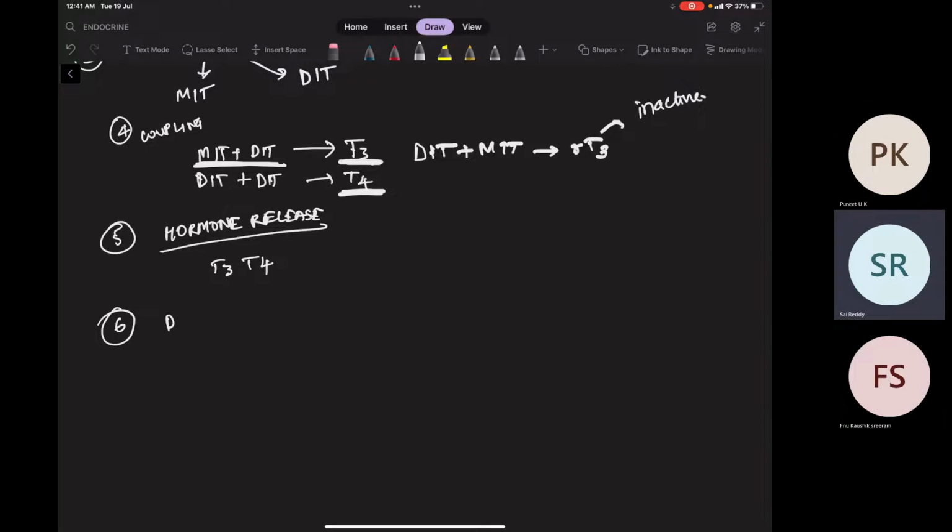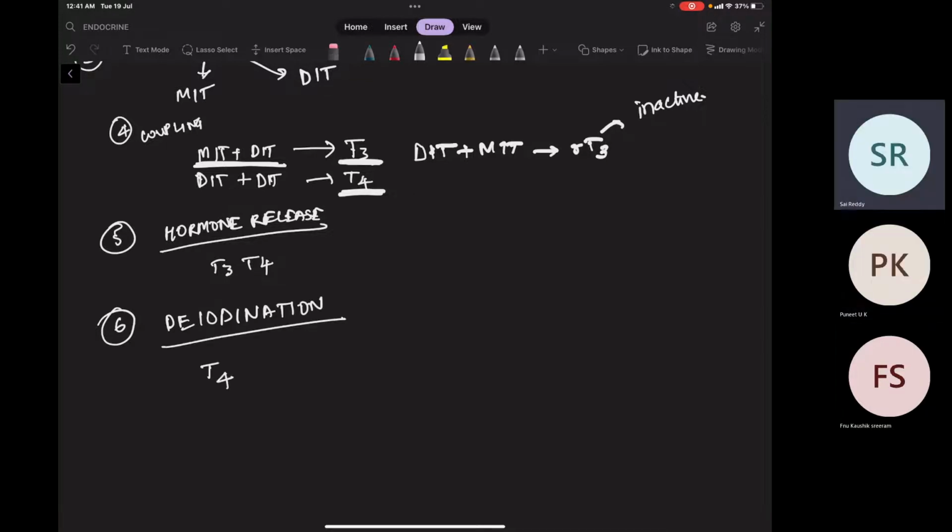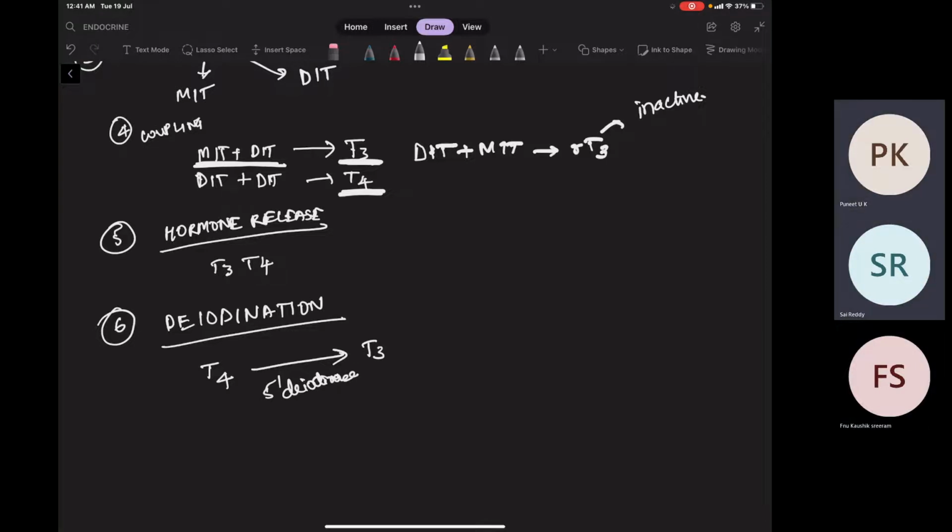Most of the hormone present in the plasma is T4. The 5' deiodinase converts T4 to T3. This is really important.